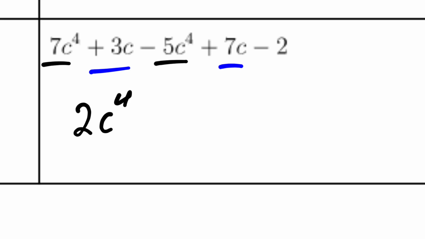Next up, we have c, 7 and 3, so we'll add those together. And finally, we have minus 2.